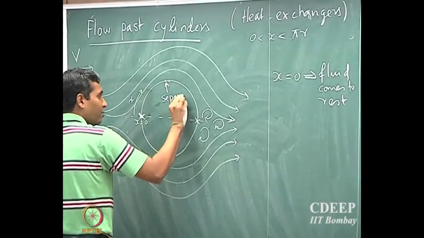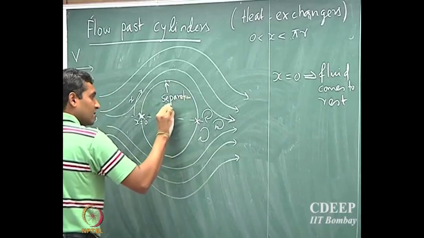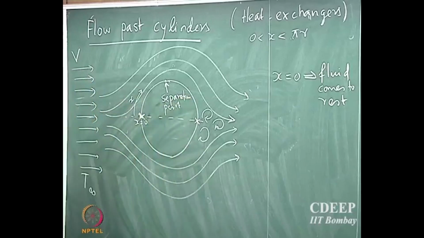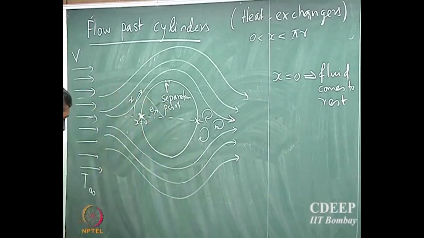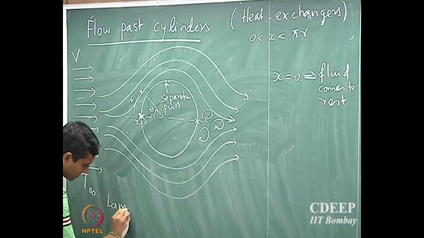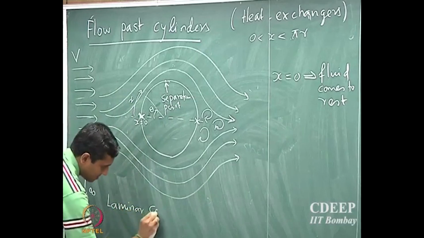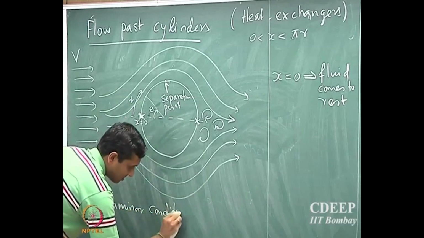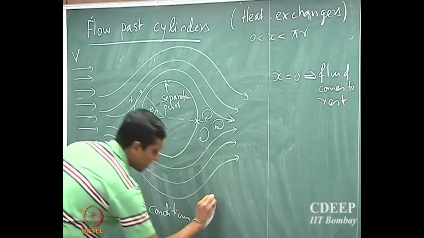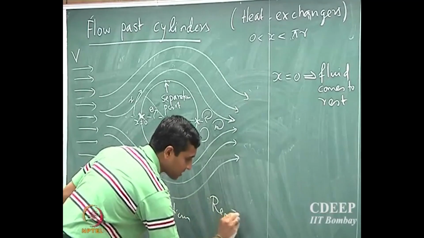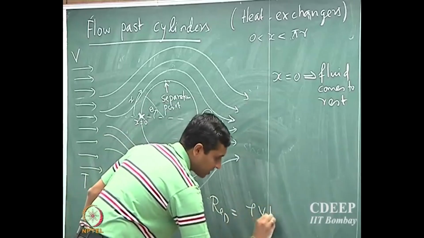So the separation point for laminar flow is less than 90 degrees. So if I call this my theta, for laminar conditions, once again it's defined by the Reynolds number. Here the Reynolds number is defined based on the diameter of the cylinder.